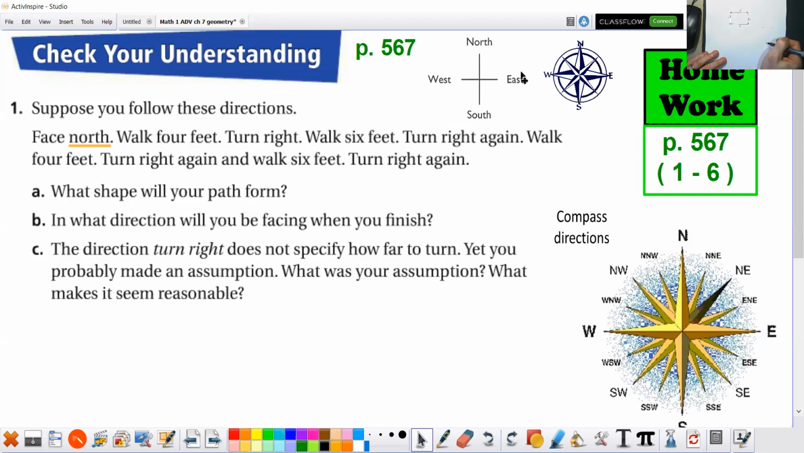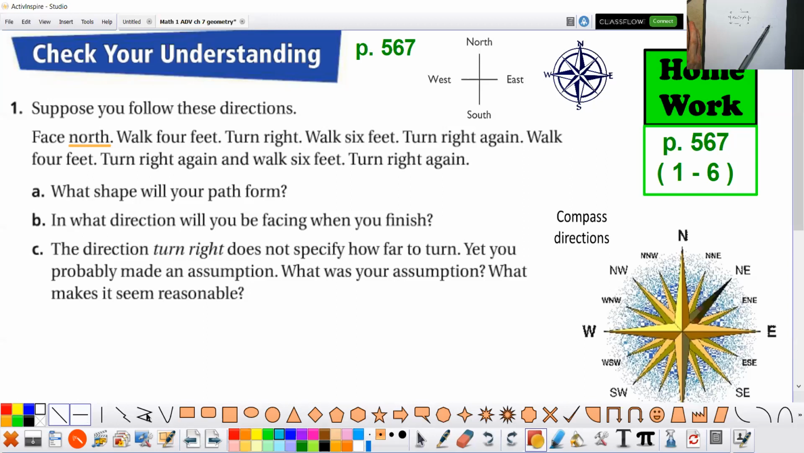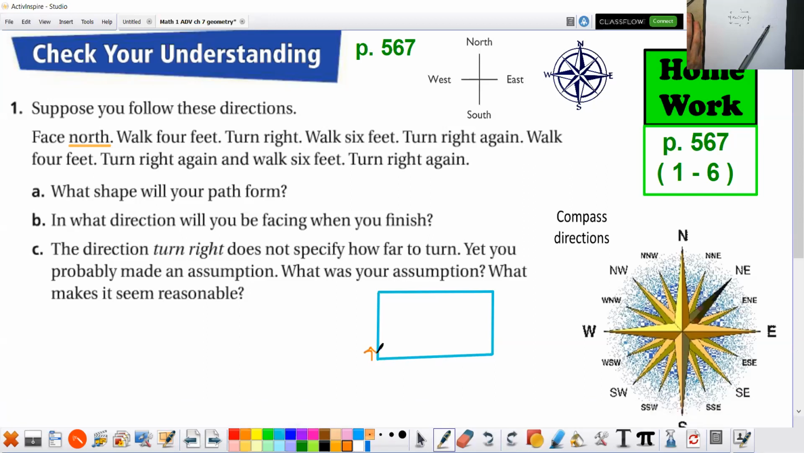You should have said, I've got a rectangle. Okay, so I end up with a rectangle. I'll try to do it on the screen here because that's kind of hard to see. You went 4 feet, 6 feet, 4 feet, turn right, 6 feet, turn right again. So you're facing upward. So you are facing north again. So you've got a rectangle. And I'm going to type this in.